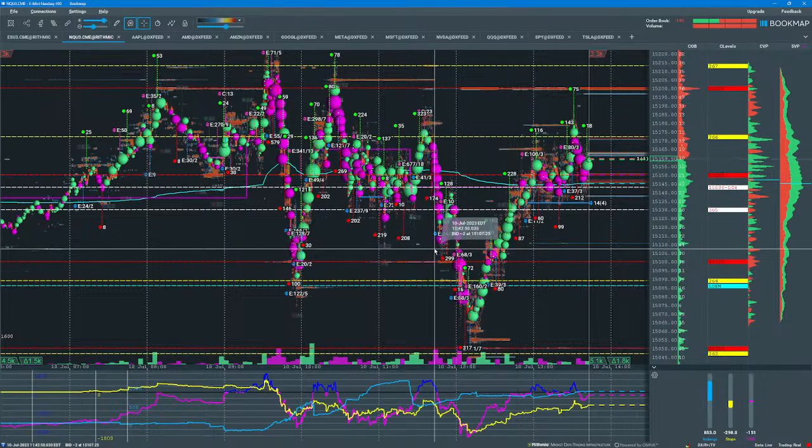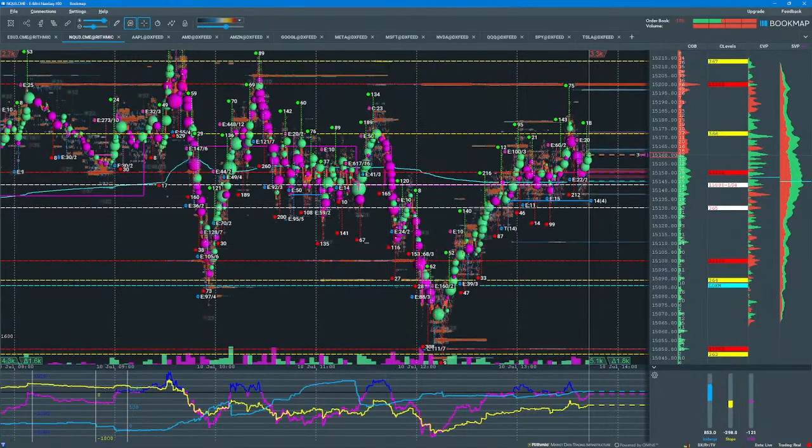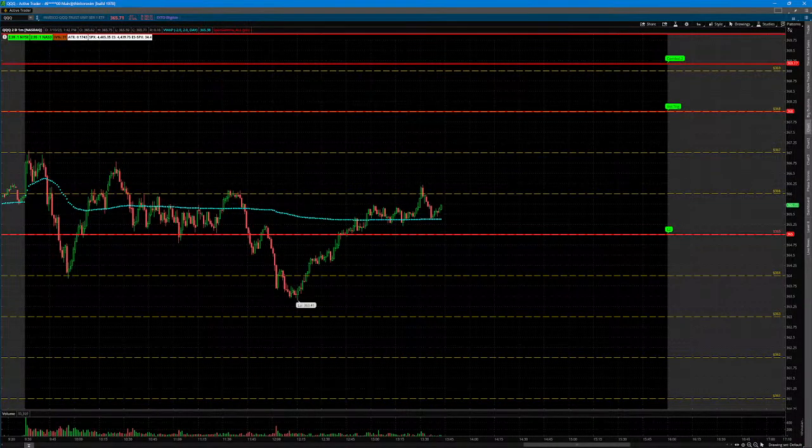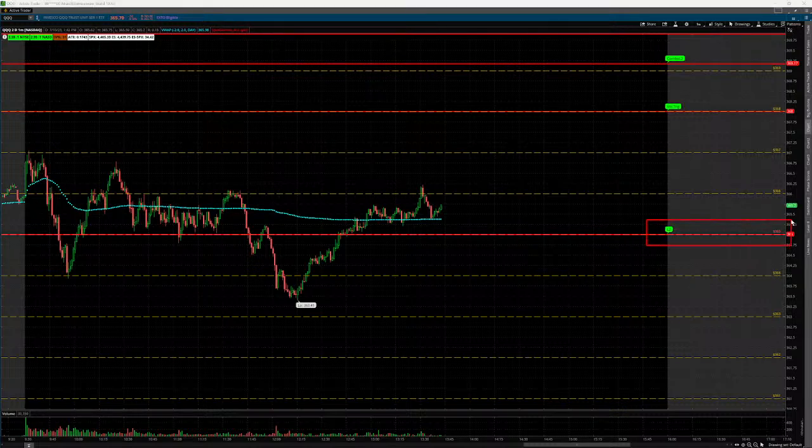This is NQ futures in Bookmap. And before I take a closer look at this chart, I want to take a look at a QQQ chart just to see the levels that are in play for today. And note that price is oscillating around this 365 level, which is the absolute gamma strike for QQQ. And early this morning, the 367 level acted as resistance, and the 364 level acted as support.